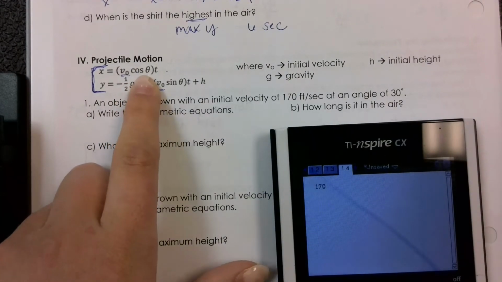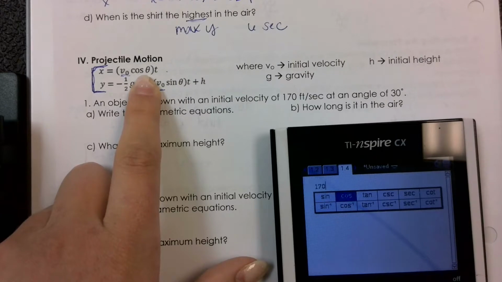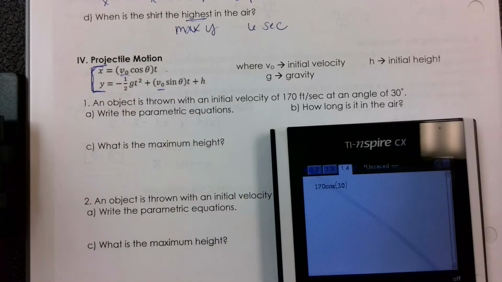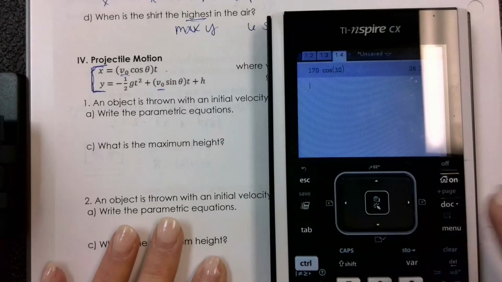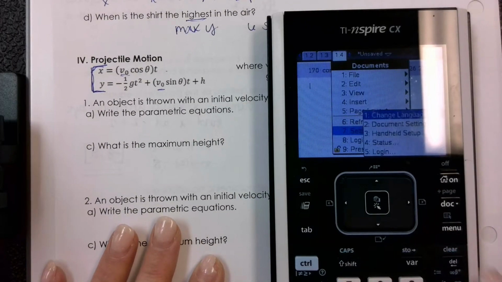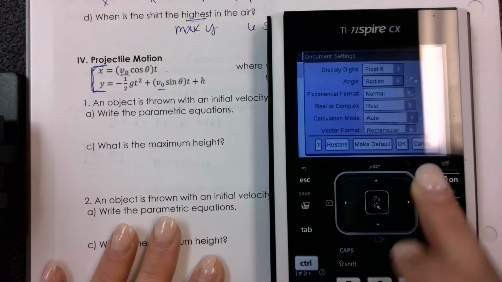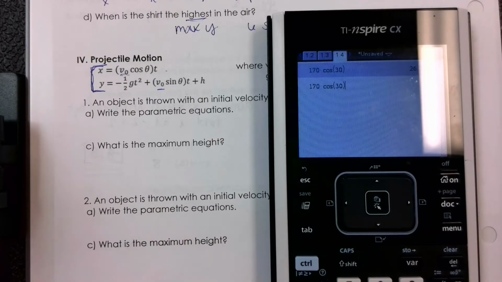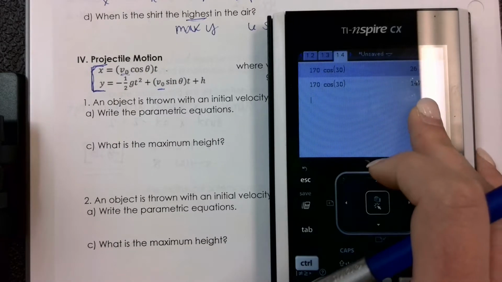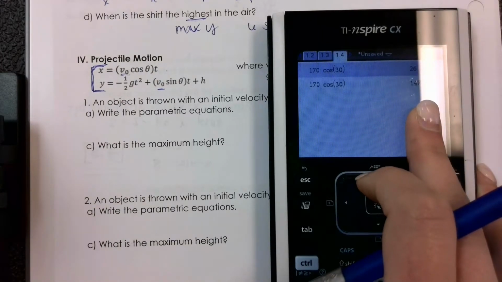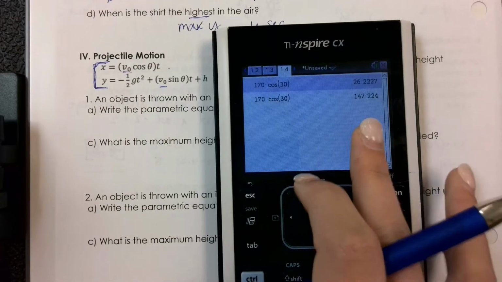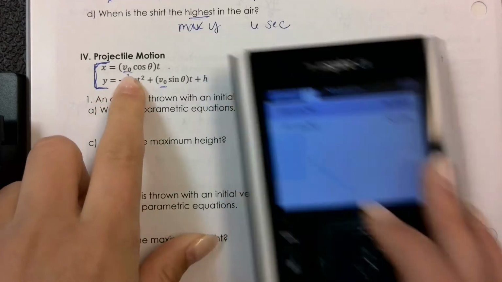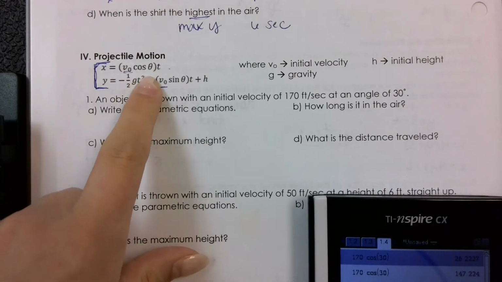170, so we'll do 170 times cosine of your angle, and what's our angle? 30 degrees. So mine's not in degrees right now, so I'm going to have to change it. But that's okay. So we get 147.224. Is that okay? Just type that in your calculator, you'll see it. I know there's a glare on mine that's hard to see up here. So we just did this part, your velocity times cosine of your angle.